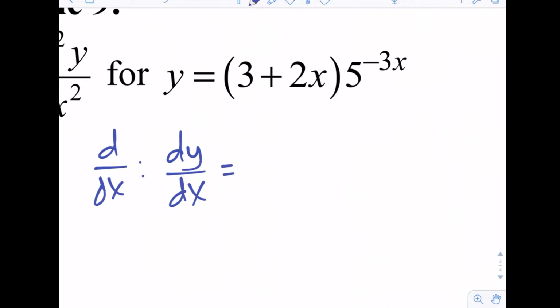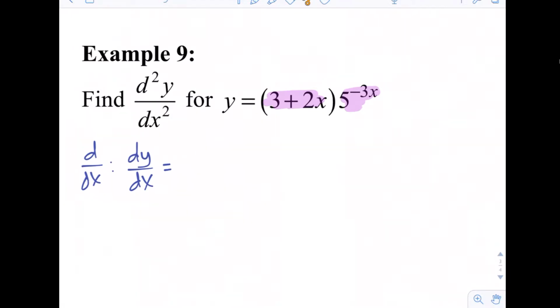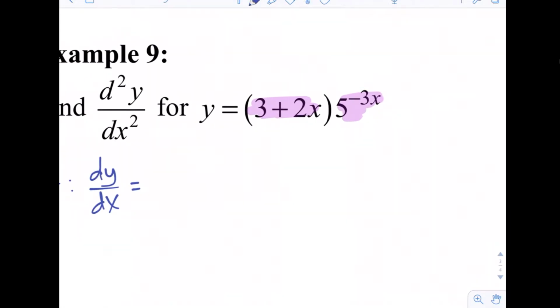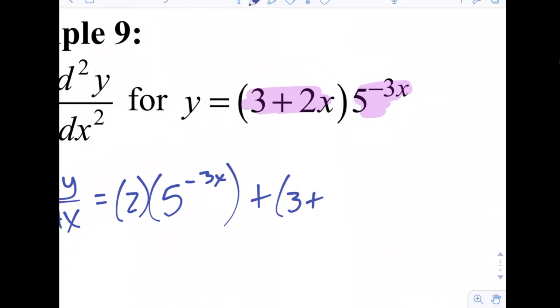That's great. Now, the thing on the right-hand side is going to require the what rule? Starts with P, rhymes with product. Product, good. Product rule. So I'm not going to distribute. I'm just going to leave the 3 plus 2x as a single variable factor. So the derivative of 3 plus 2x is 2 times 5 to the negative 3x goes along for the ride. Plus the quantity 3 plus 2x goes along for the ride times the fun one.